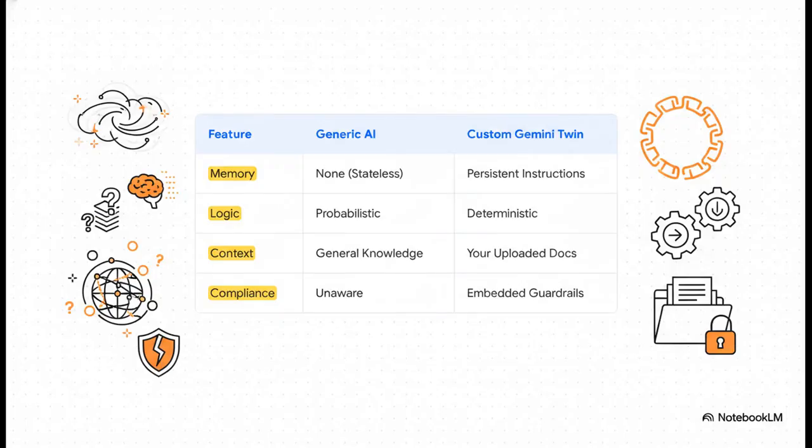And this is where the difference becomes absolutely critical for our industry. A generic AI is stateless. It has zero memory, and it's really just guessing the next most likely word. Your custom twin, on the other hand, is deterministic. Now, what that means is the same input gives you the exact same output every single time. It's grounded in your documents for context, and it operates within the specific compliance guardrails that you set.